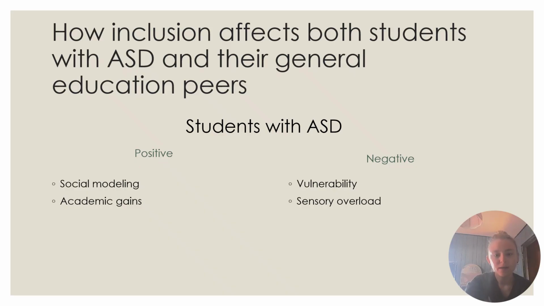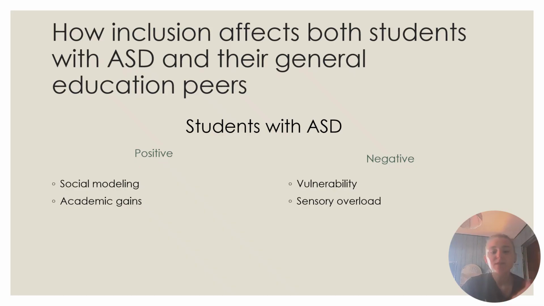When comparing and seeing the effects on students with autism and their gen ed peers, I broke it into two different sections, positive and negative. There's so many positives that students with autism get from being in the gen ed class. They are seeing the social modeling. This is so important because students with autism learn from models. They also are receiving many different academic gains by having access to that gen ed curriculum.